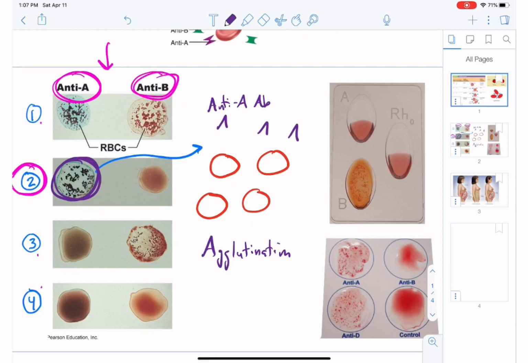Now, what does that tell you about these red blood cells that we added anti-A antibody and we got an agglutination reaction? What that tells you is that there has to be A antigens located on these red blood cells. The only way we're going to get an agglutination reaction when you add anti-A is if you have A antigens on those red blood cells. So what does that tell you about that individual? That that individual is at least a type A blood.